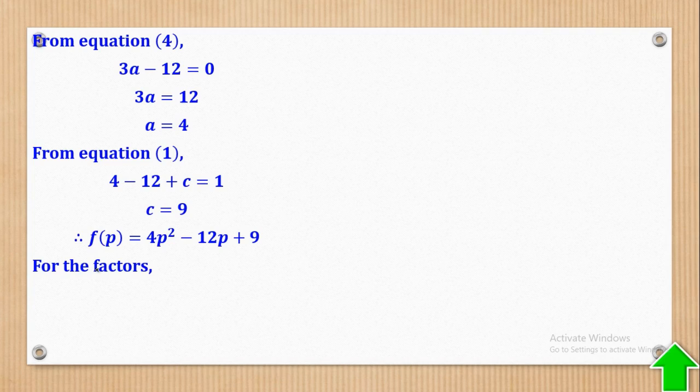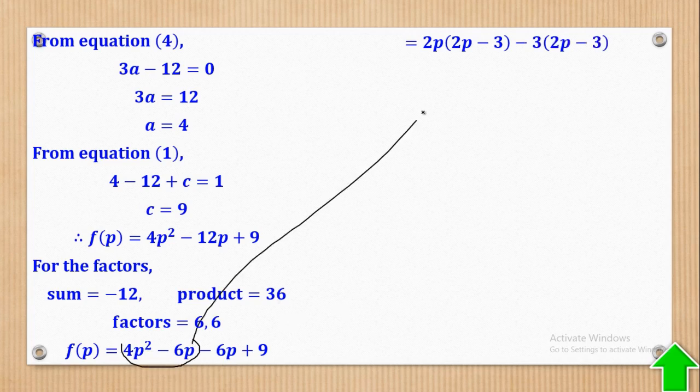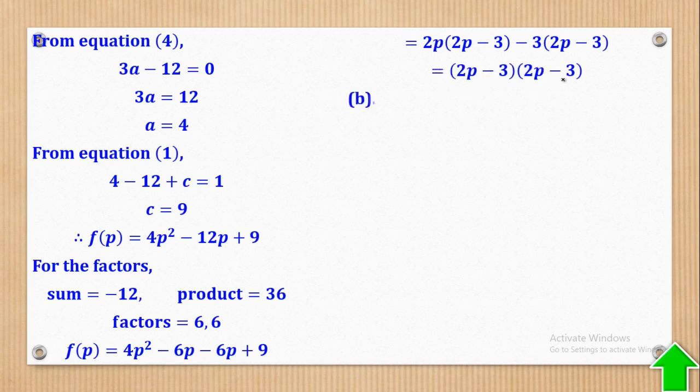They told us to get the factors. So for the factors, sum is negative 12, product is 36. So product will be 4 times 9, and sum will be this. Therefore, the two factors are 6, 6. Therefore, we shall replace this with negative 6, negative 6 to give you that line. Therefore, by grouping, this alone will give me that, and this alone will give me that. Then 2p minus 3 is common, therefore I'll come up with this. So those are the factors they wanted.